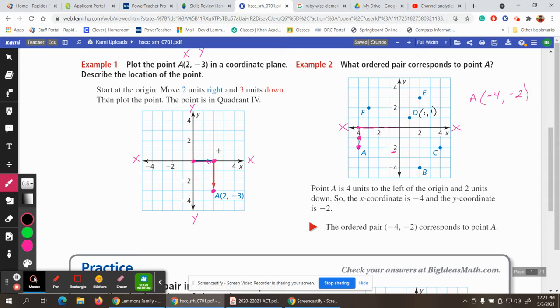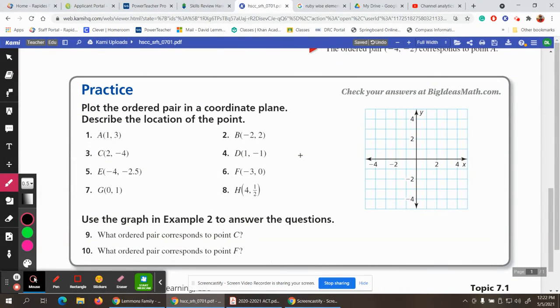E would be (2, 3). C would be (4, negative 2). B would be (2, negative 4). A would be (negative 4, negative 2). F would be (negative 3, 2). Again, this is my x, this is my y. So I go from the origin over 1, up 1. So right here, that would be D.